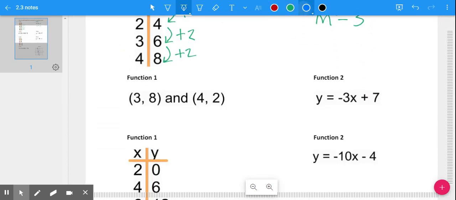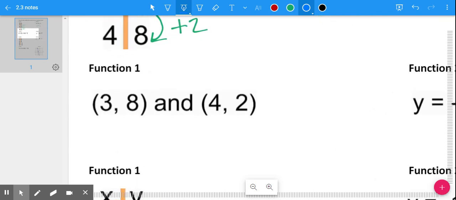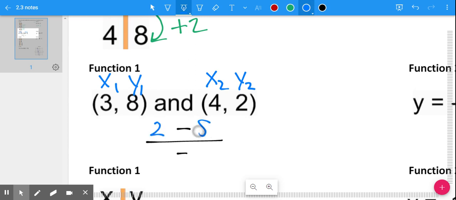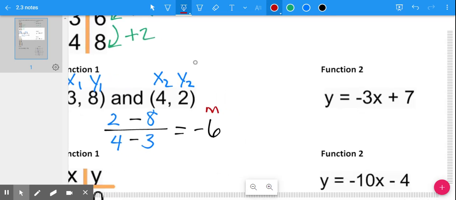So when we look at the next one, this one is given 2 points. So the first thing we have to do is actually calculate the slope using this formula for slope. So label your x1, y1, x2, y2. Remember the 1s and 2s just tell us which ordered pair it came from. So we have y2 is 2 minus y1 is 8, x2 is 4 minus x1 is 3. So when we actually calculate that, we get negative 6 over 1, which is equal to negative 6. So our slope for this one is negative 6.